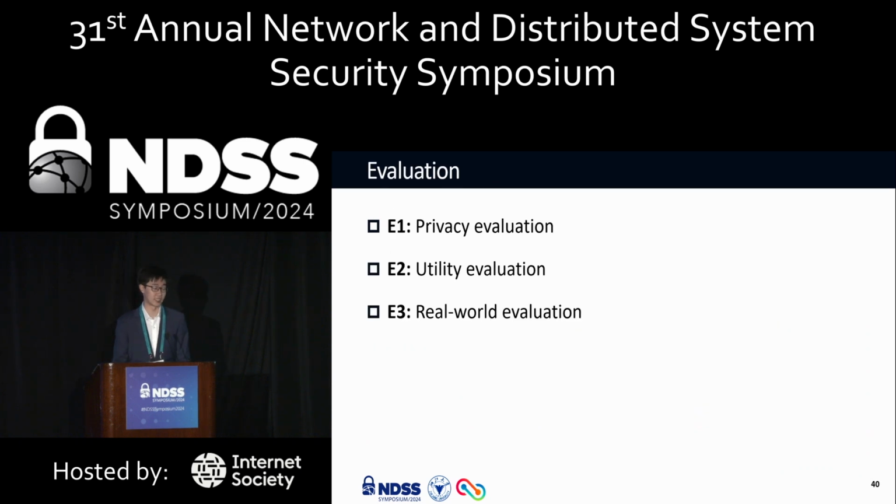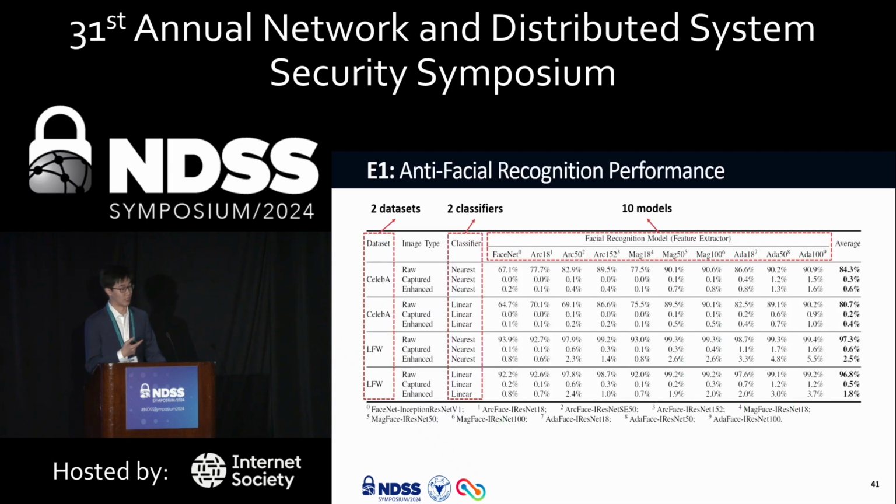To evaluate the CamPro system, we conduct both simulation and real-world experiments on privacy and utility. First, we evaluate the anti-facial recognition performance against a black box attacker. We choose 10 facial recognition models with 2 commonly used classifiers and experimented on 2 standard face datasets. We present the face identification accuracy in this table, where a lower accuracy indicates a better anti-facial recognition performance.